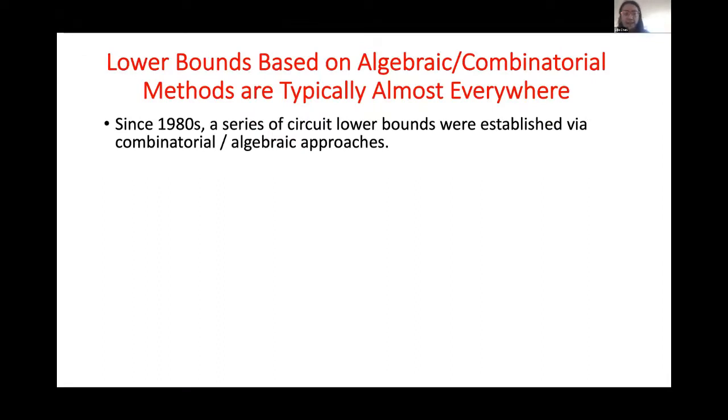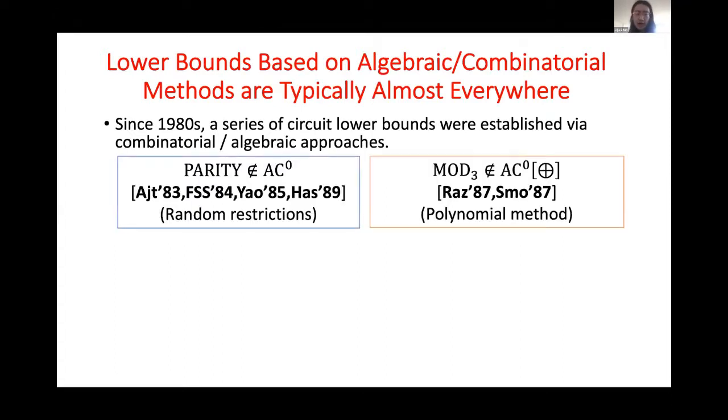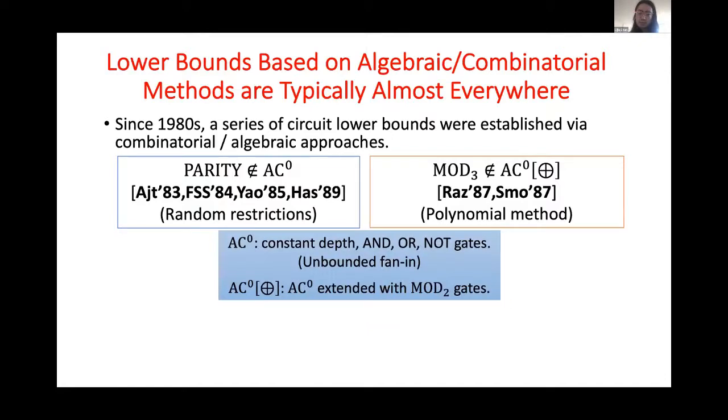Since the 1980s, a series of circuit lower bounds were established via combinatorial or algebraic approaches. For example, a beautiful line of works proved that the parity function is not in AC0 by random restriction, and Razborov and Smolensky proved that the mod 3 function is not in AC0[parity] using the famous polynomial method. Here, AC0 is the constant depth AND, OR, NOT gate circuits, where those gates are of unbounded fan-in, and AC0[parity] is the AC0 circuits extended with mod 2 gates.